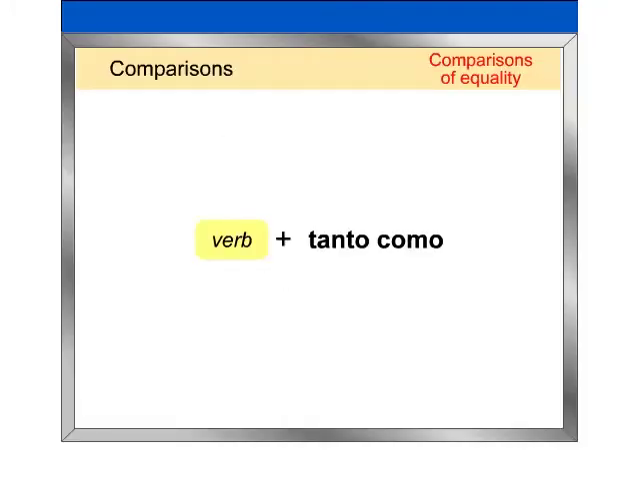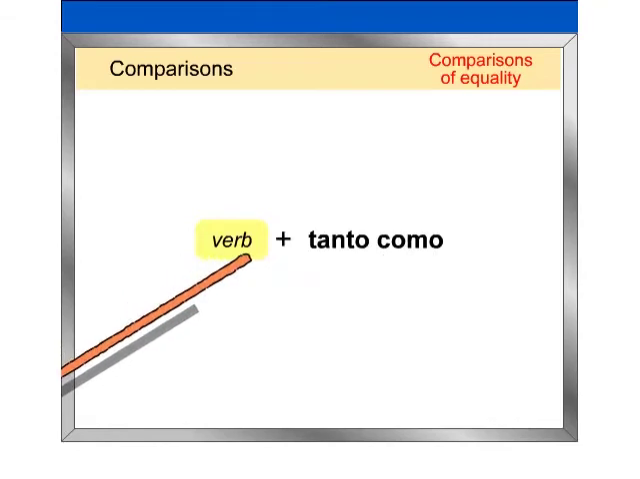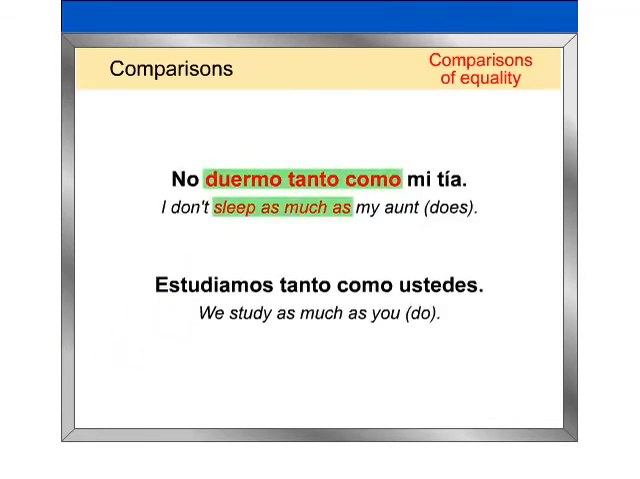Finally, you form comparisons of equality with verbs by placing tanto como after the verb. No duermo tanto como mi tía. Estudiamos tanto como ustedes. Note that in this construction, tanto does not change in number or gender.